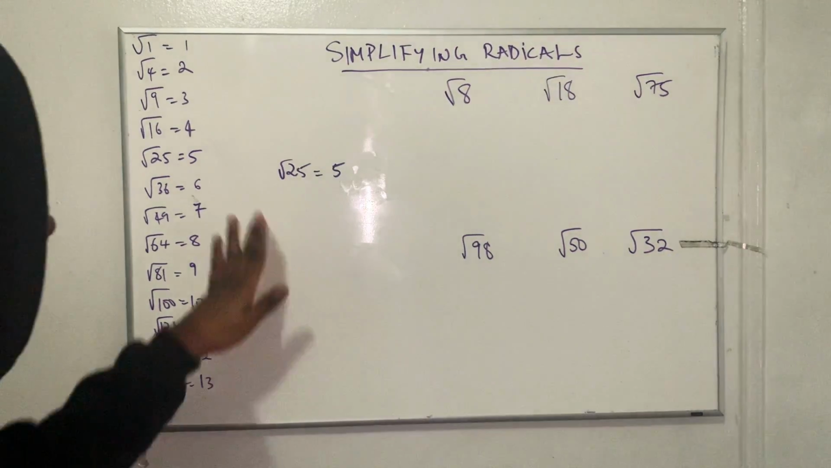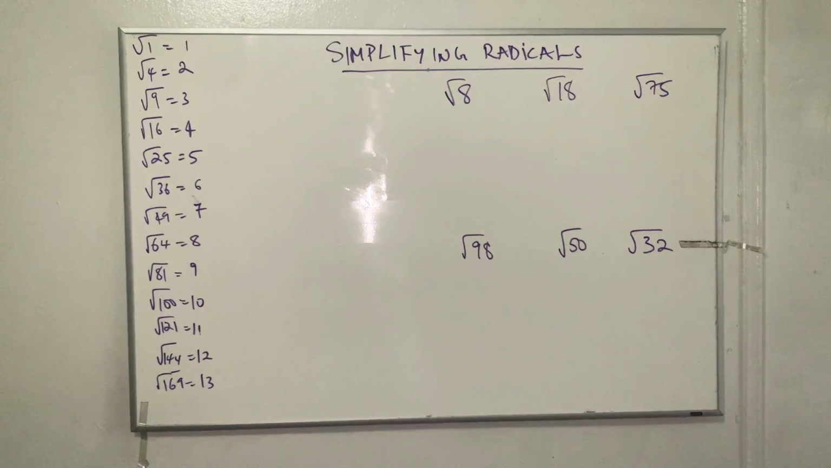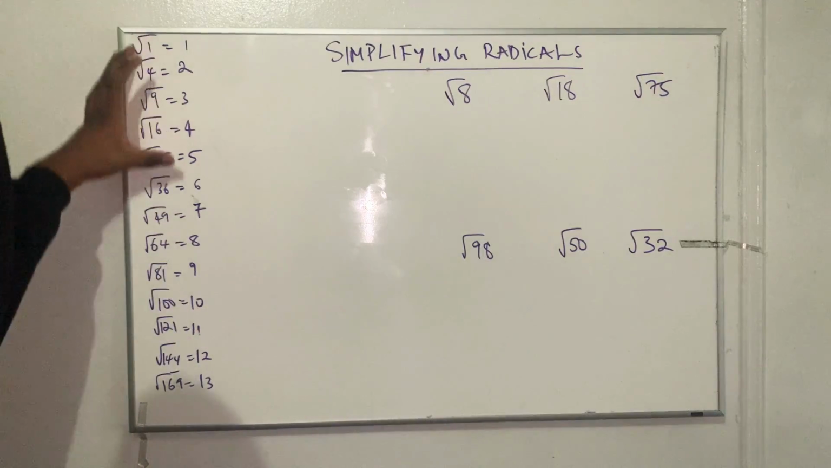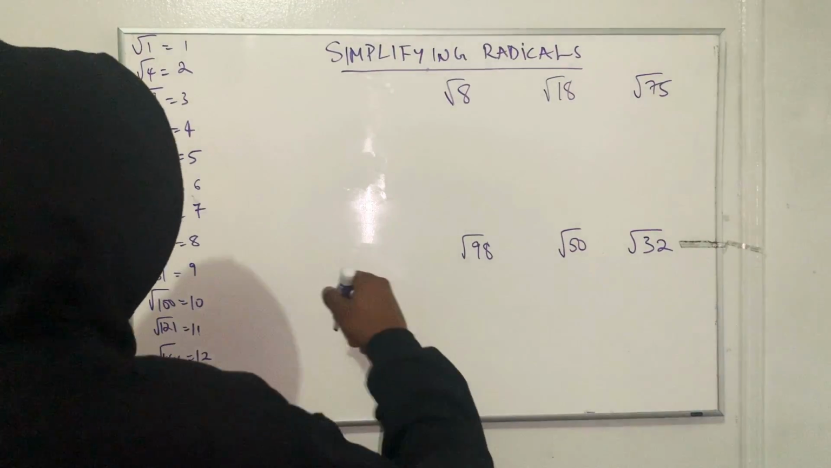So try to study it. I won't say memorize it. Try to study it like the way you study your multiplication table. If you can memorize it, because it's really good. It's going to help you navigate into simplification of radicals.